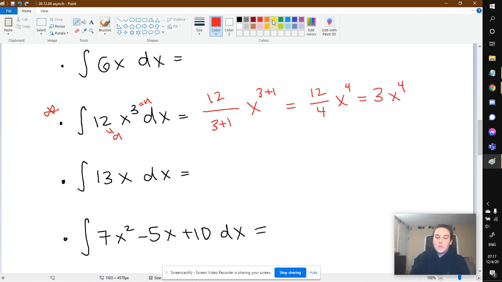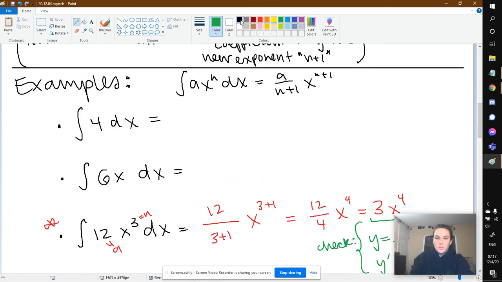We can check our work for integrals by taking the derivative. If we took the derivative of this, we would say it's 3 times 4, and then knock the exponent down by 1, and lo and behold, we got our original equation, so we are right. That's our check.